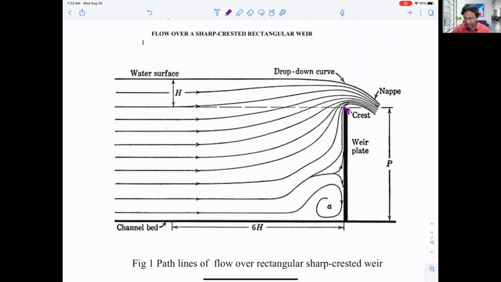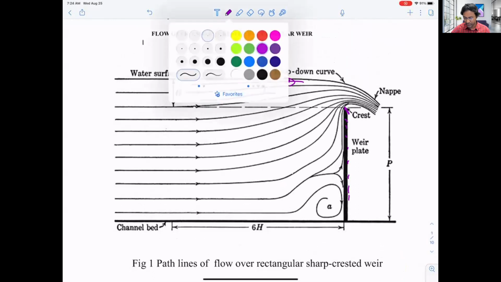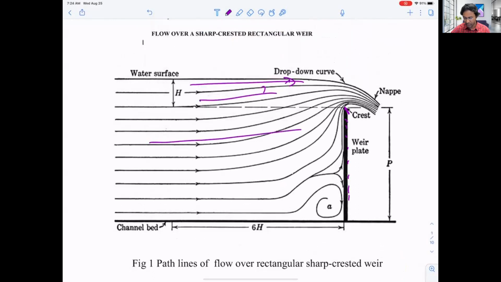So we have a metal plate like this one. You can see the block. It has a height P, and if water flows, these are the streamlines. So what is actually happening? Water is trying to converge right here. The streamlines that are lower than the height of the weir are just trying to converge here, and then they are flowing. Okay, you can see that.